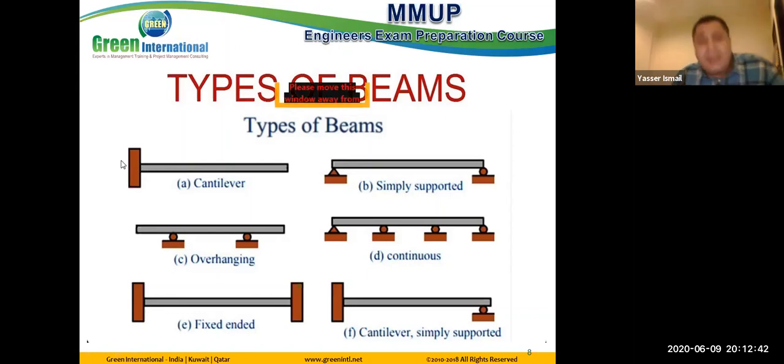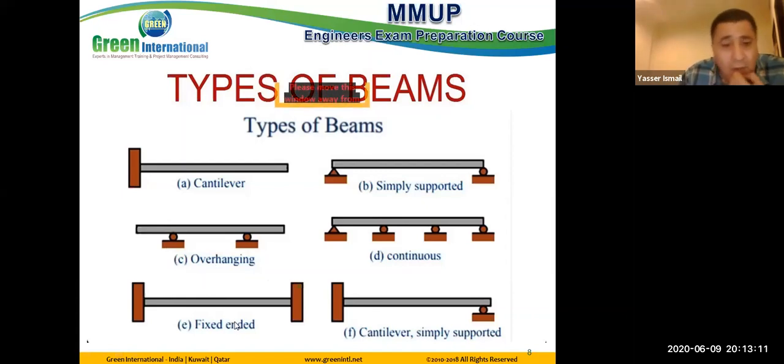Cantilever, this cantilever is fixed at this end. Fixed end means what? I have 3 unknowns, 3 reactions: sigma x, sigma y, and the moment. Okay, what about this overhanging beam? I have 2 reactions because this is a roller support, and this is the second roller support. So I have only 2 reactions.